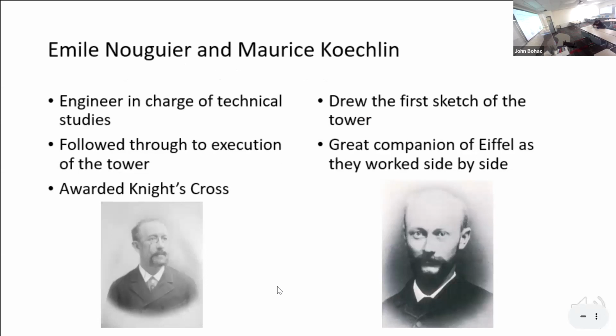Two notable people that helped create the Eiffel Tower are Emile Nouguier and Maurice Koechlin. Emile was an engineer in charge of the technical studies and assembly department. He helped create the draft that was presented to the government. He also followed through to the execution of the tower and directed the assembly in the process. He was granted the Knight's Cross and Legion of Honor Award. Maurice Koechlin is known for drawing the first sketch of the Eiffel Tower, remaining to be its true first creator. He worked alongside Eiffel in the building process, and they became great friends along the way.